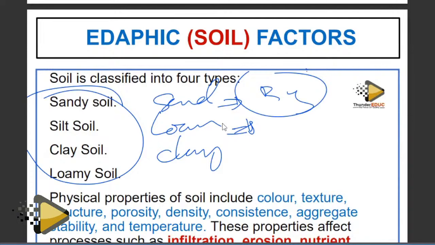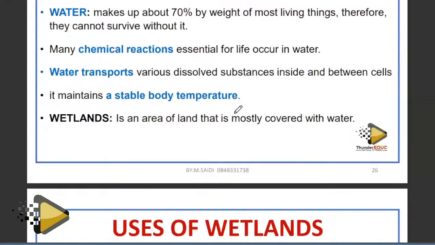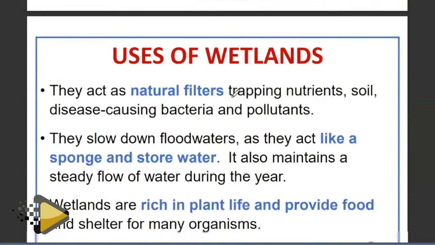So yeah, then when you talk about clay, you talk about the characteristics: very small particles. It is very common in water-logged areas. So it has a high water retention capacity. So at least you know how to define, to describe those factors.